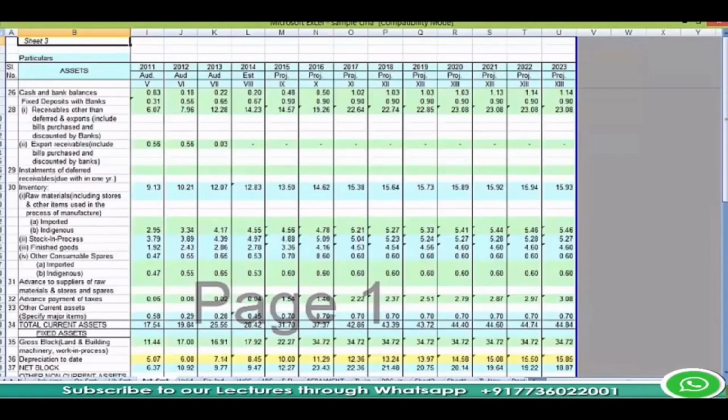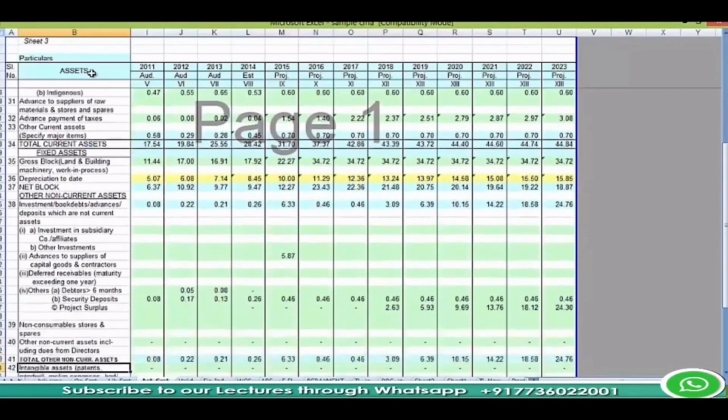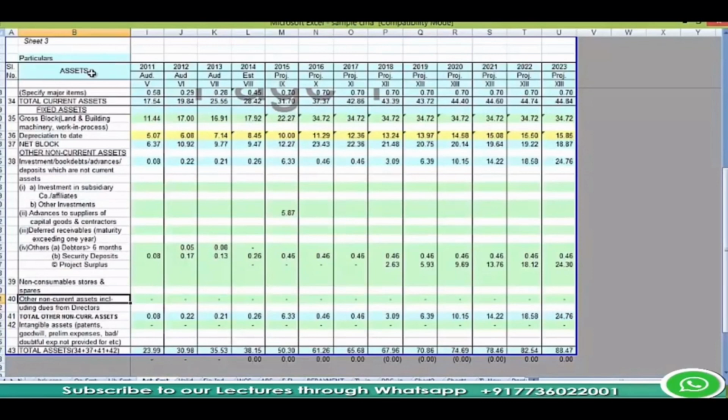wherein all the assets which are available with the company and listed in audited balance sheet will be shown here under the audited column, and whatever they are planning for future, whatever the asset creation, that would come under estimates and projection. So the assets are divided into current assets, you have the total here, current assets, and current assets will have various classifications, then fixed assets, and there is something called other non-current assets, and the last element is intangible items or intangible assets. We'll be understanding each and every concept in the subsequent sessions.